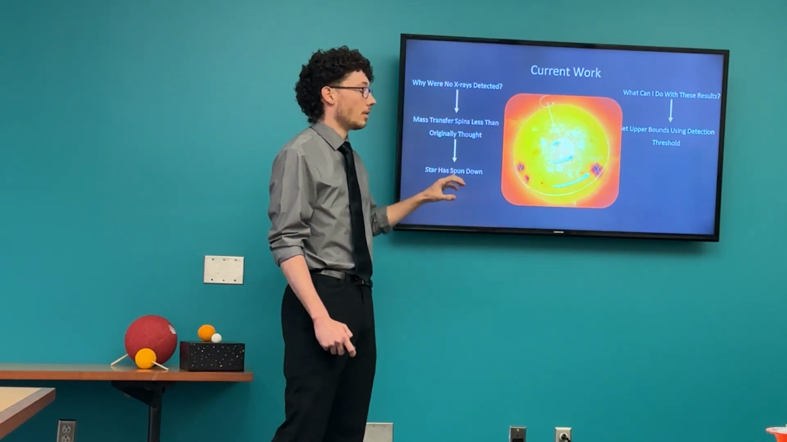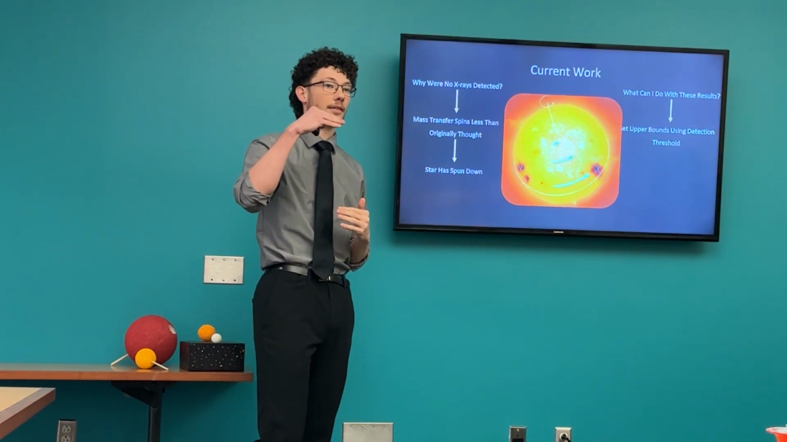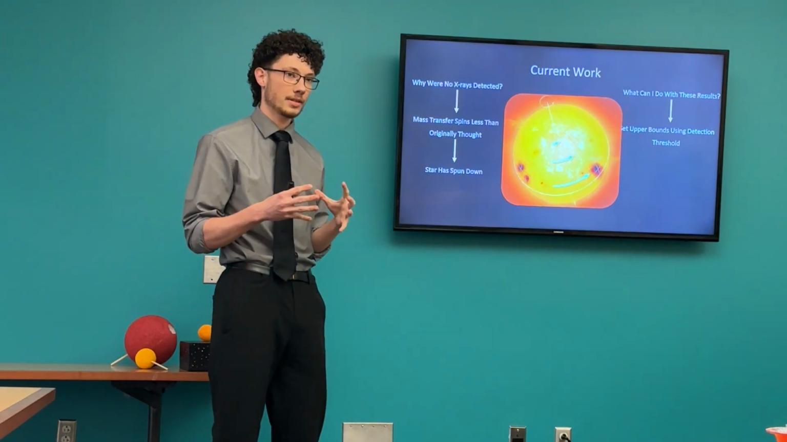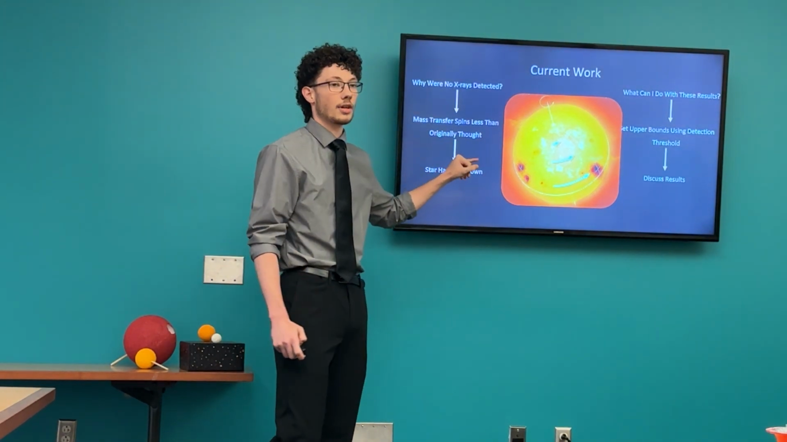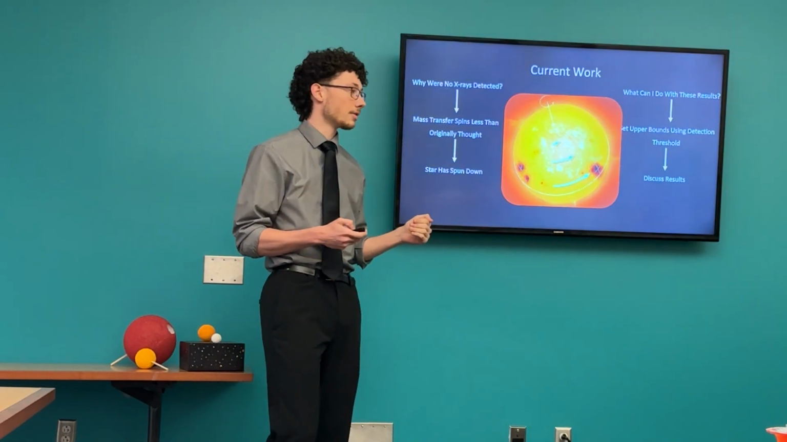What can we do? Well, we know what Chandra can detect, and we know what it didn't see, so we can put an upper bound on what it should have seen, which can still help us curate our data, and we can also discuss our results. We know we should have seen them, we didn't. Why is this shocking to us?